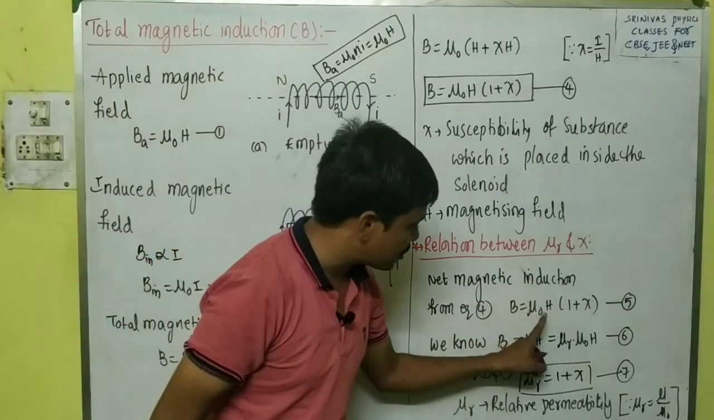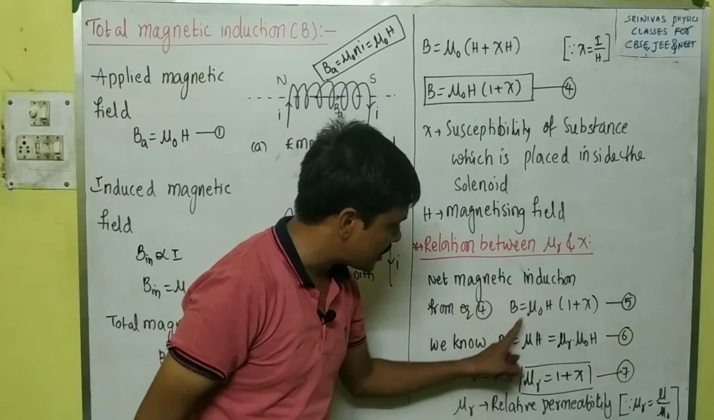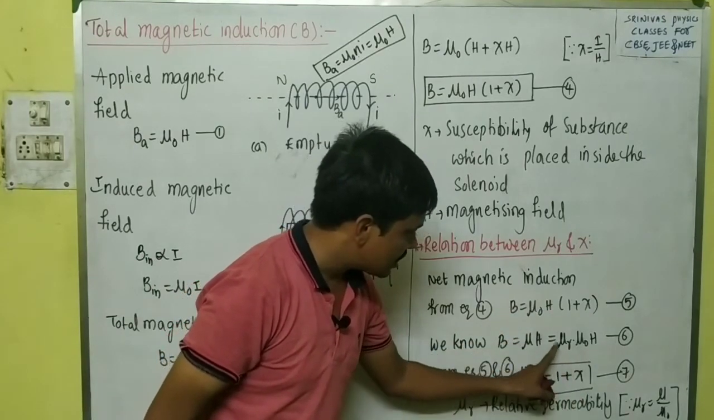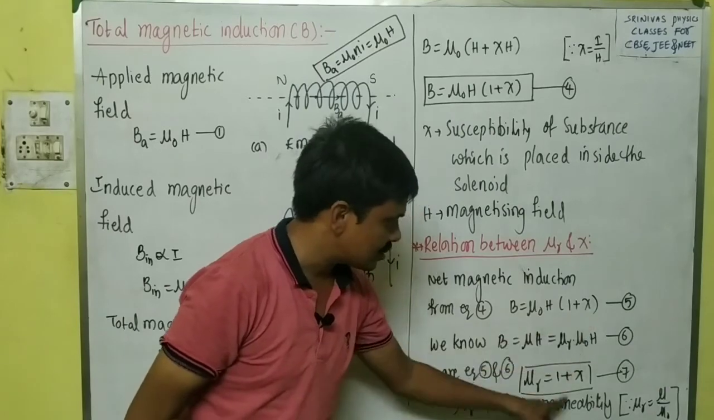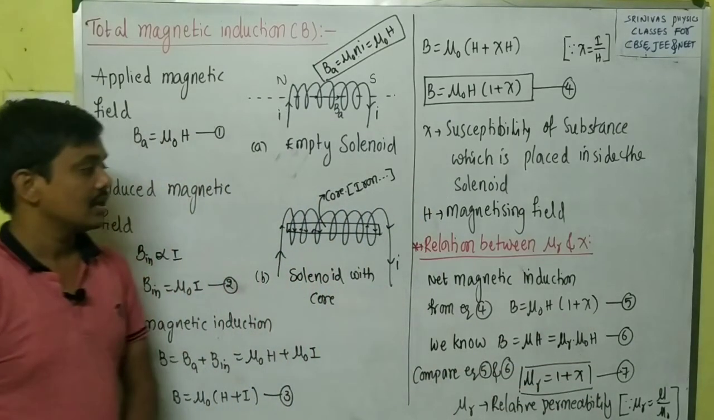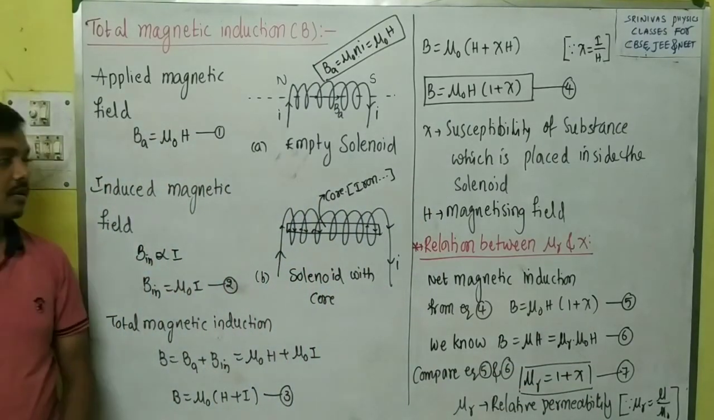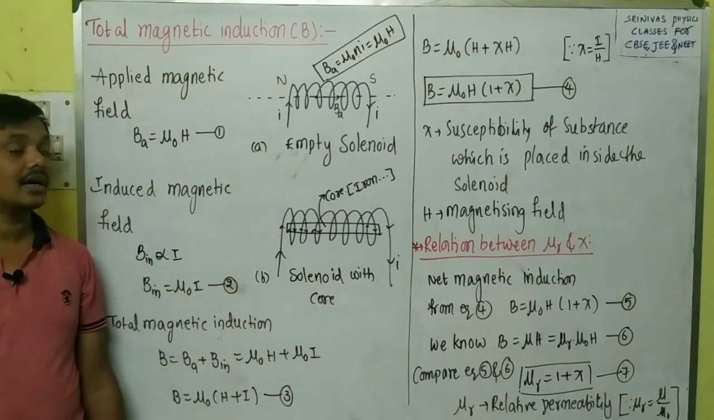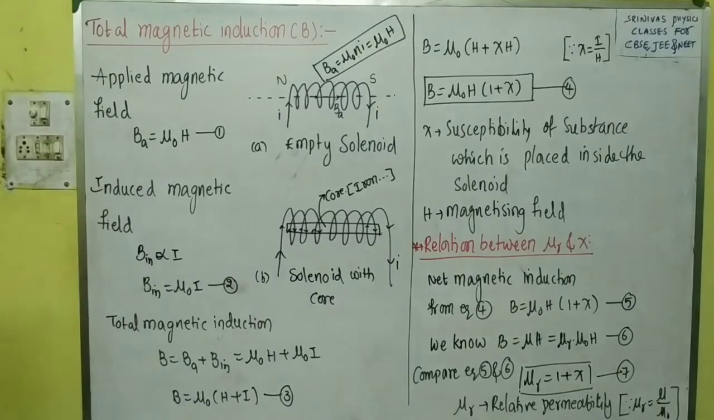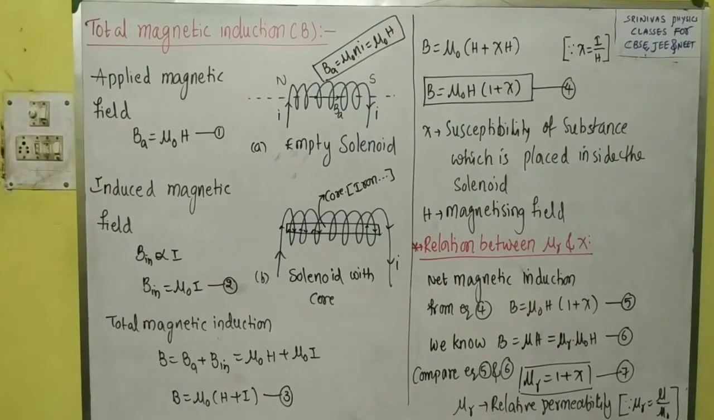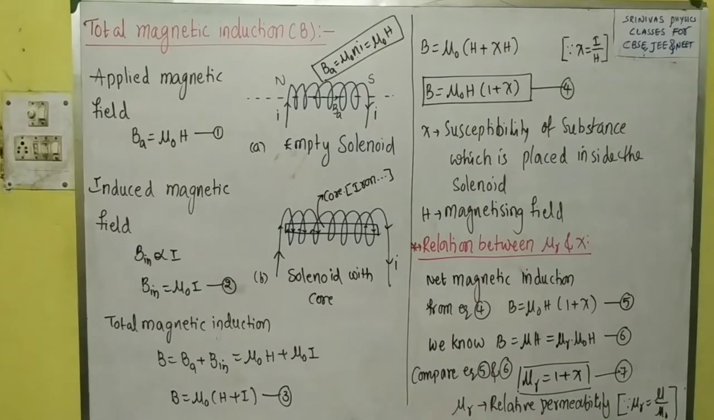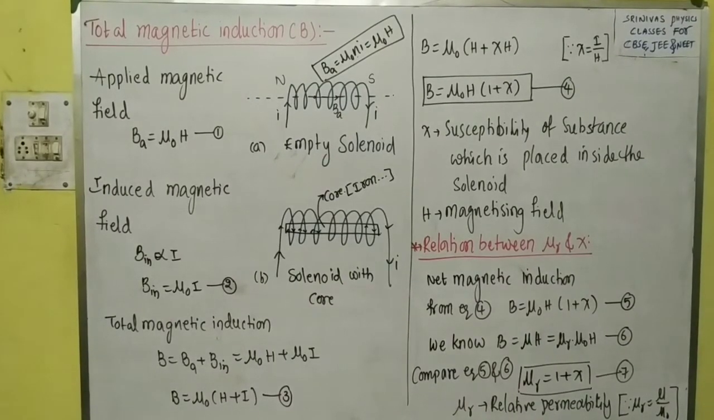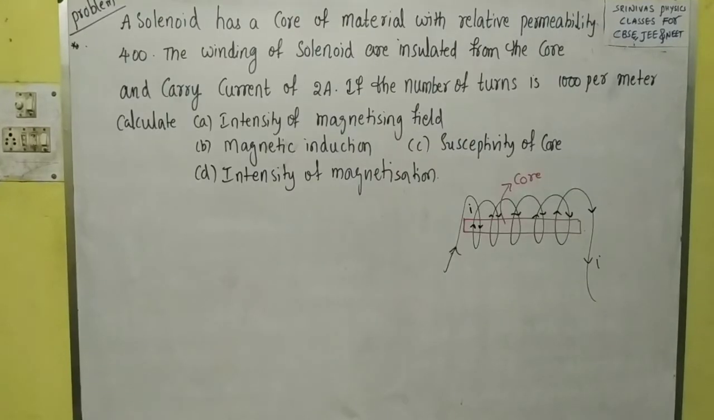This is a very important relation. Look here, you can compare equation 5 and 6: B equals mu naught H and mu r equals 1 plus psi. The relation between relative permeability and susceptibility is mu r is equal to 1 plus psi. This is very important, so take a screenshot and note all the points.